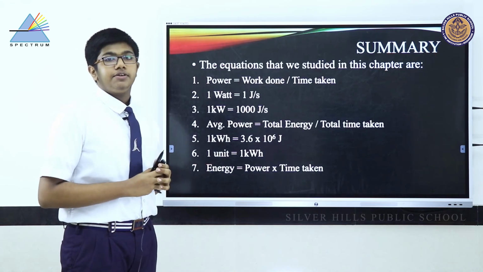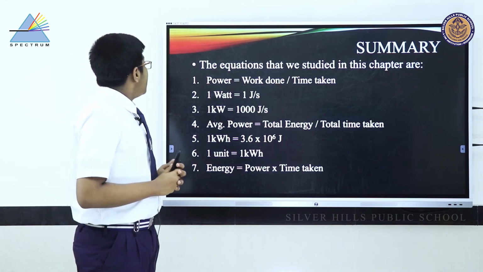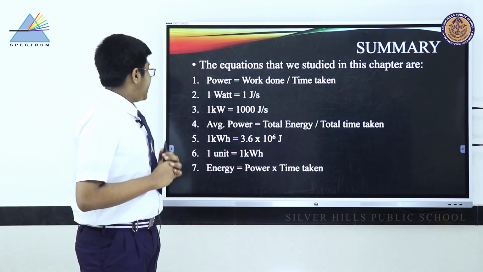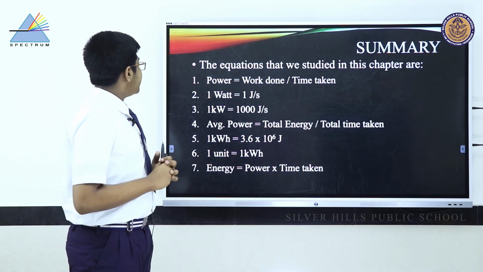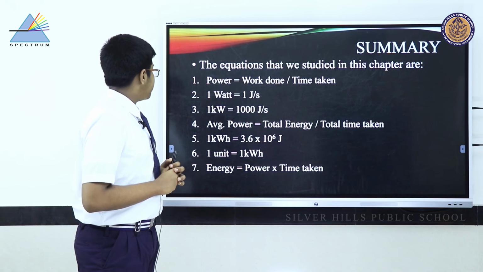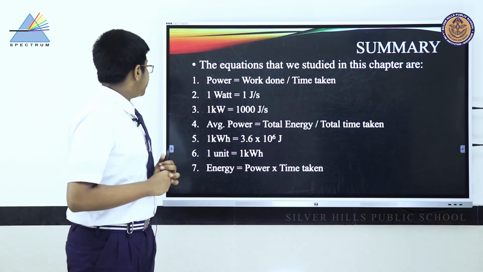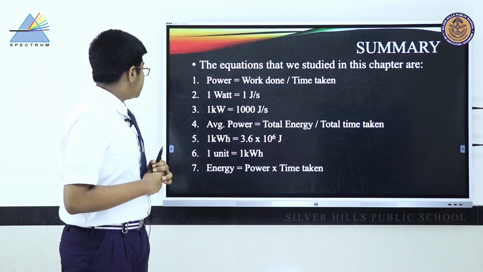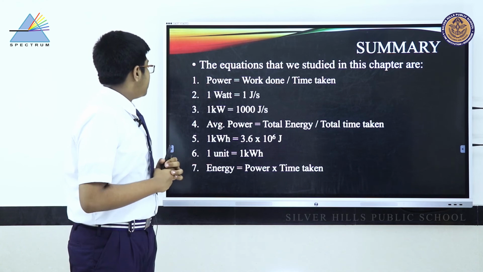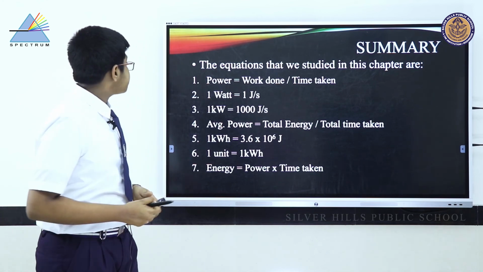Now let us summarize today's session. The equations that we studied in this chapter are: power is equal to work done by time taken, 1 watt is equal to 1 joule per second, 1 kilowatt is equal to 1000 joule per second, average power is equal to total energy by total time taken, 1 kilowatt hour is equal to 3.6 into 10 raised to 6 joule, 1 unit is equal to 1 kilowatt hour, and energy is equal to power into time taken.